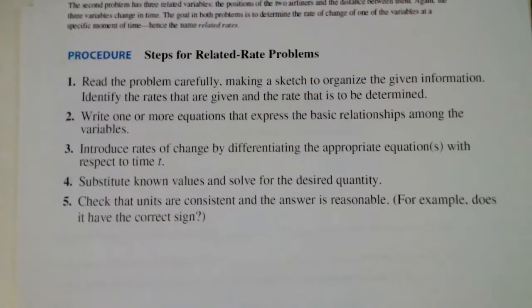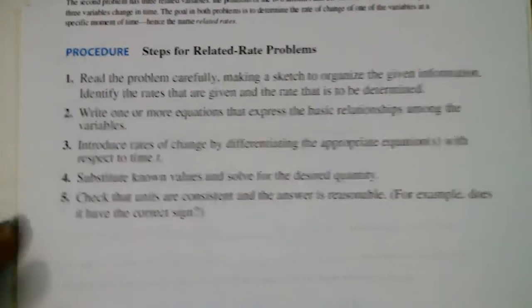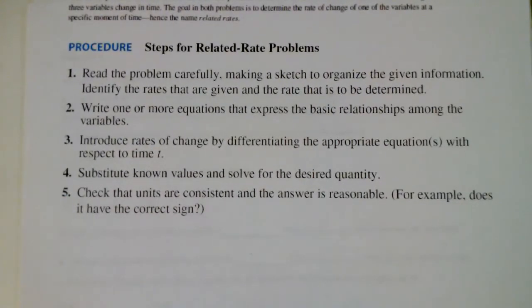And here's the procedure for solving related rate problems. By the way, these are going to be word problems, so we're going to have to find the bits and pieces of information, identify those, and that will help us come up with the formulas we're going to be using, and we'll take the derivatives of those with respect to time and solve them. First of all, read the problem carefully and make a sketch to organize the given information. Read it carefully, find the bits and pieces, make a sketch if necessary. Also identify the rates that are given and the rate that is to be determined.